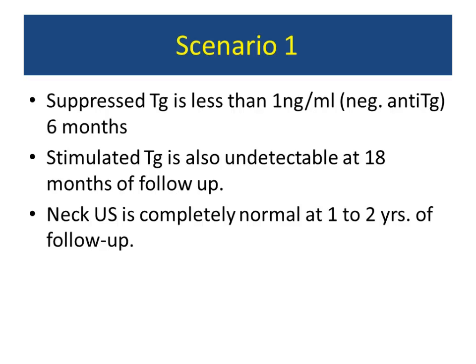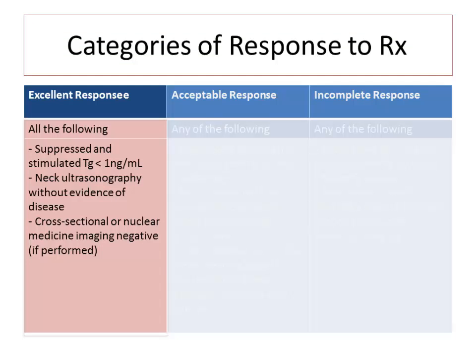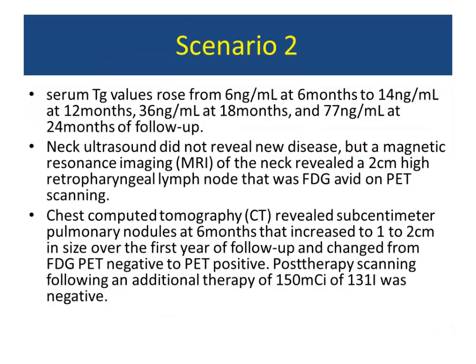Okay, so after 2 years of follow-up, her suppressed thyroglobulin is now less than 1 nanogram per ml, with negative antibodies at 6 months. Stimulated thyroglobulin is also undetectable at 18 months of follow-up, and neck ultrasound is completely normal at 1 to 2 years of follow-up. So how would you label this response? Is it excellent, acceptable, or poor response? It's an excellent response, really. That's basically all by definition, classifying those patients based on the tabulation I gave you. So that's good. That could have been different, okay?